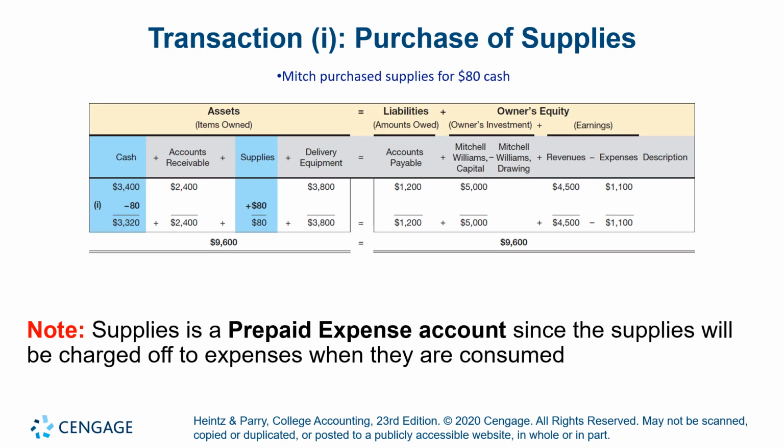In transaction I, Mitch purchased supplies for $80 cash. So the first thing I want to do is subtract $80 from my cash. So now I only have $3,320. But now I also have a new asset account of supplies in the amount of $80. Okay, and when I add everything up, it balances out.